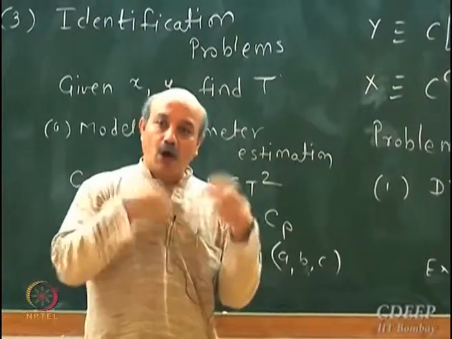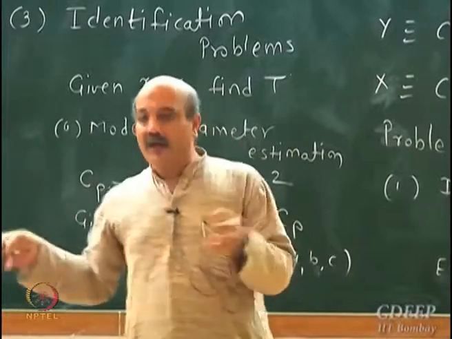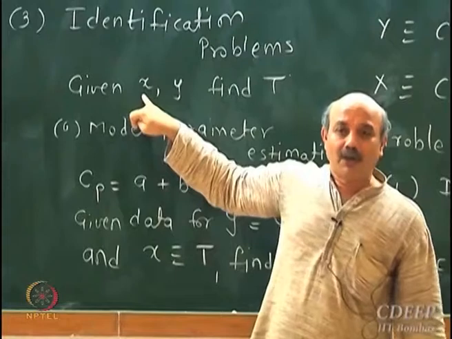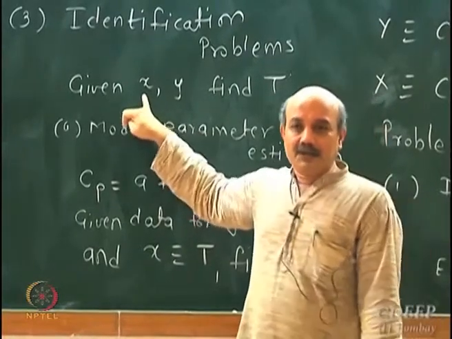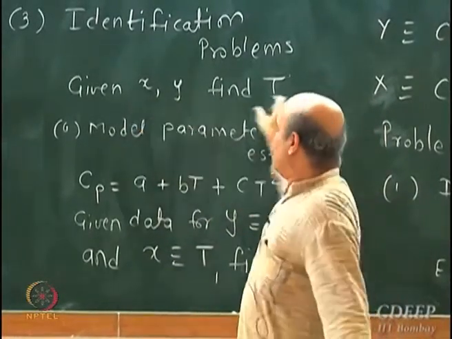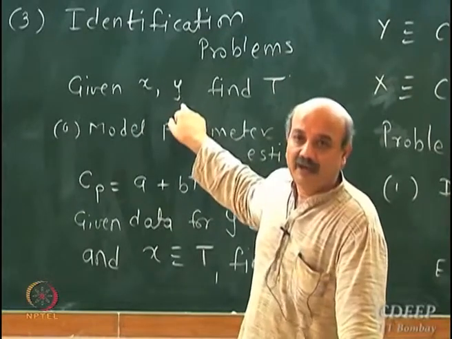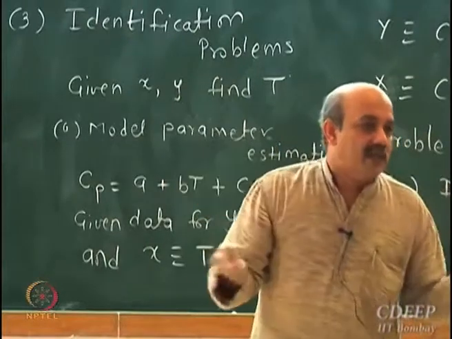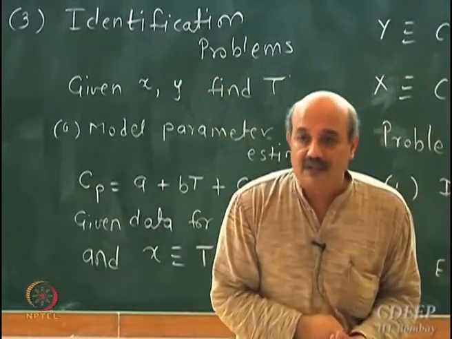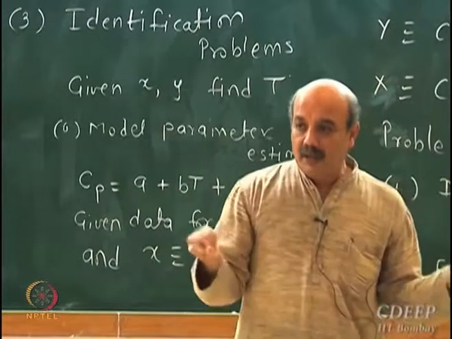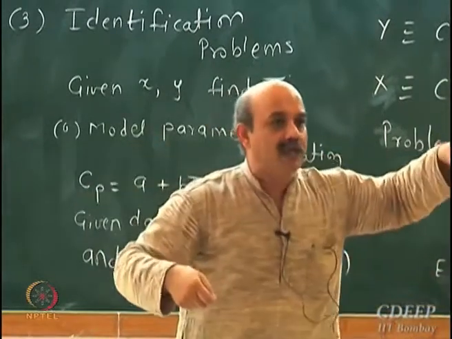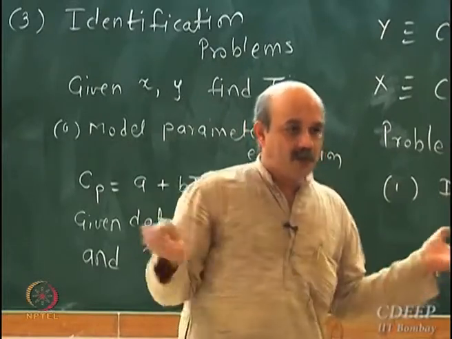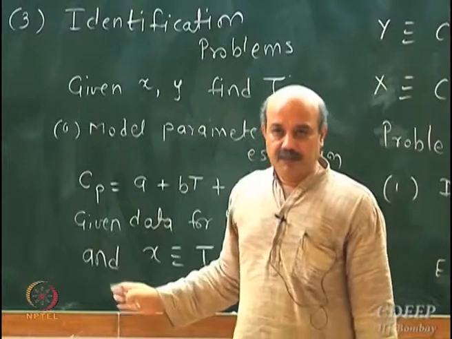So you are trying to find out the operator. If you look at y as an effect and x as a cause, the operator T operates on x and gives you y, the effect. So you know cause and effect, you want to find out the operator. Another example is estimation of transfer functions in process control. Okay, you give an input perturbation, you measure the output, you try to fit a transfer function into that data. Okay, all these are examples of identification problems.